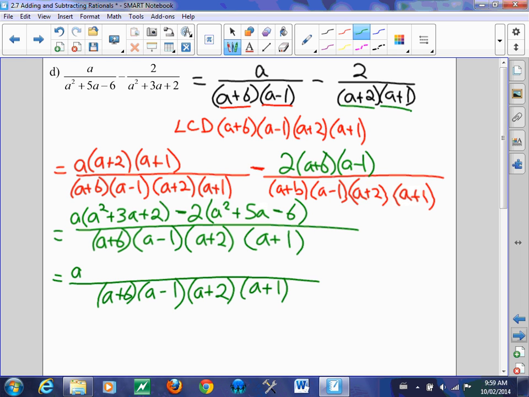All right, so we have a cubed plus 3a squared plus 2a. Got that one done. Next, negative 2a squared. Watch your signs here. Minus 10a plus 12. Last line. Woohoo, we can do it.